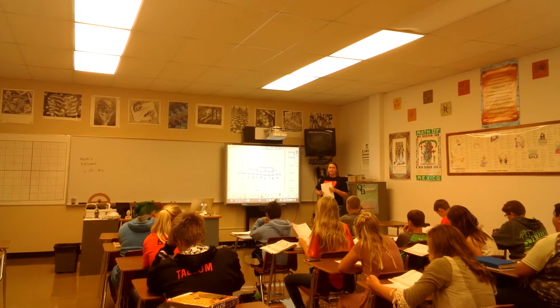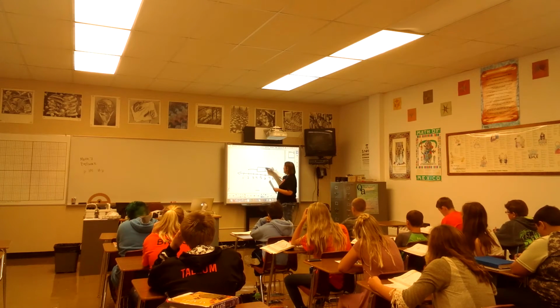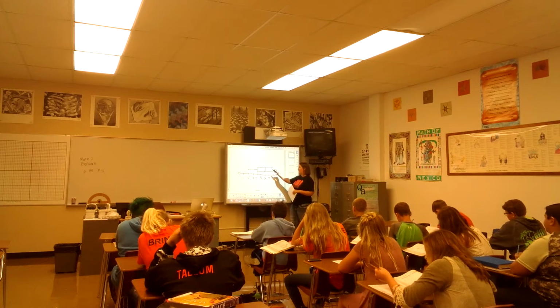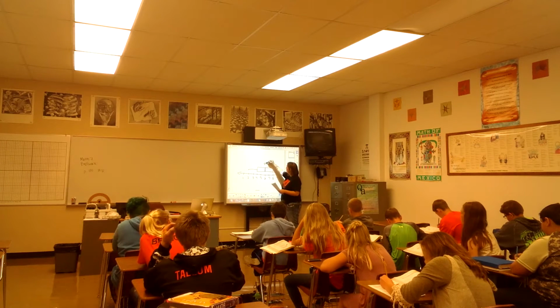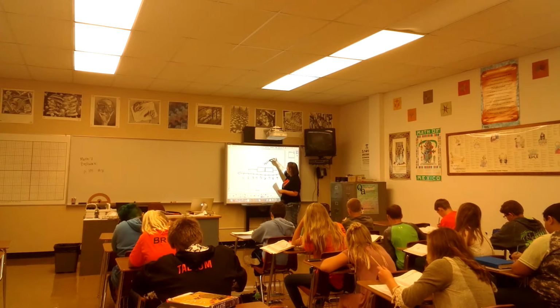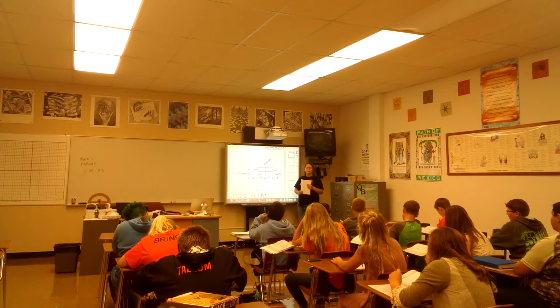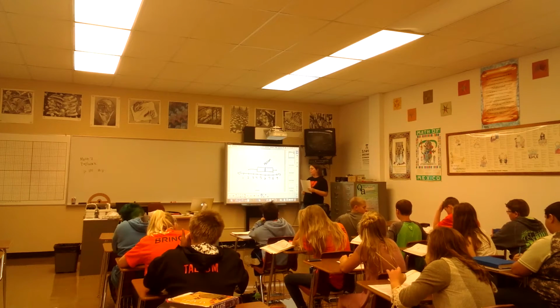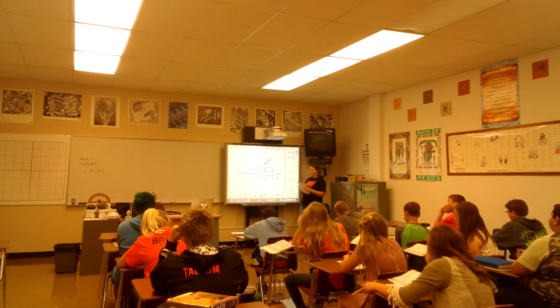Label the definitions of this box and whisker plot. Right here in the middle is the median of the data that would be given. So we write median. How do we find the median again? You line them up and find the middle number from least to greatest.